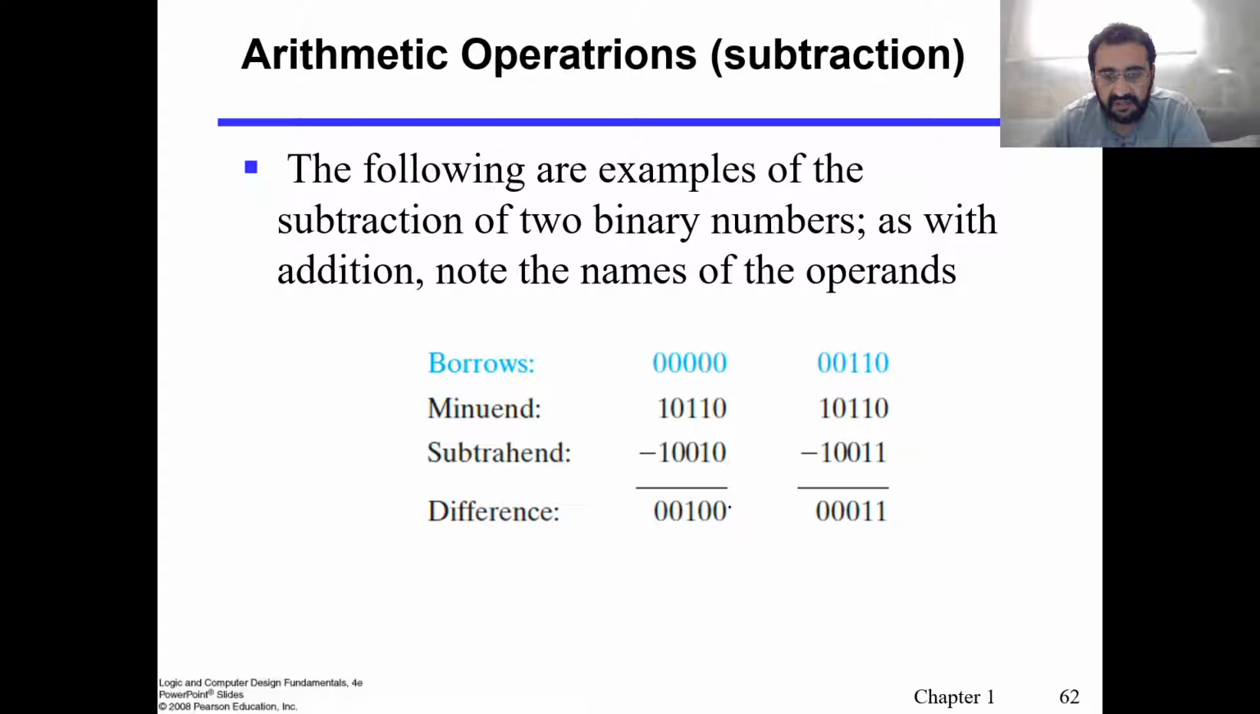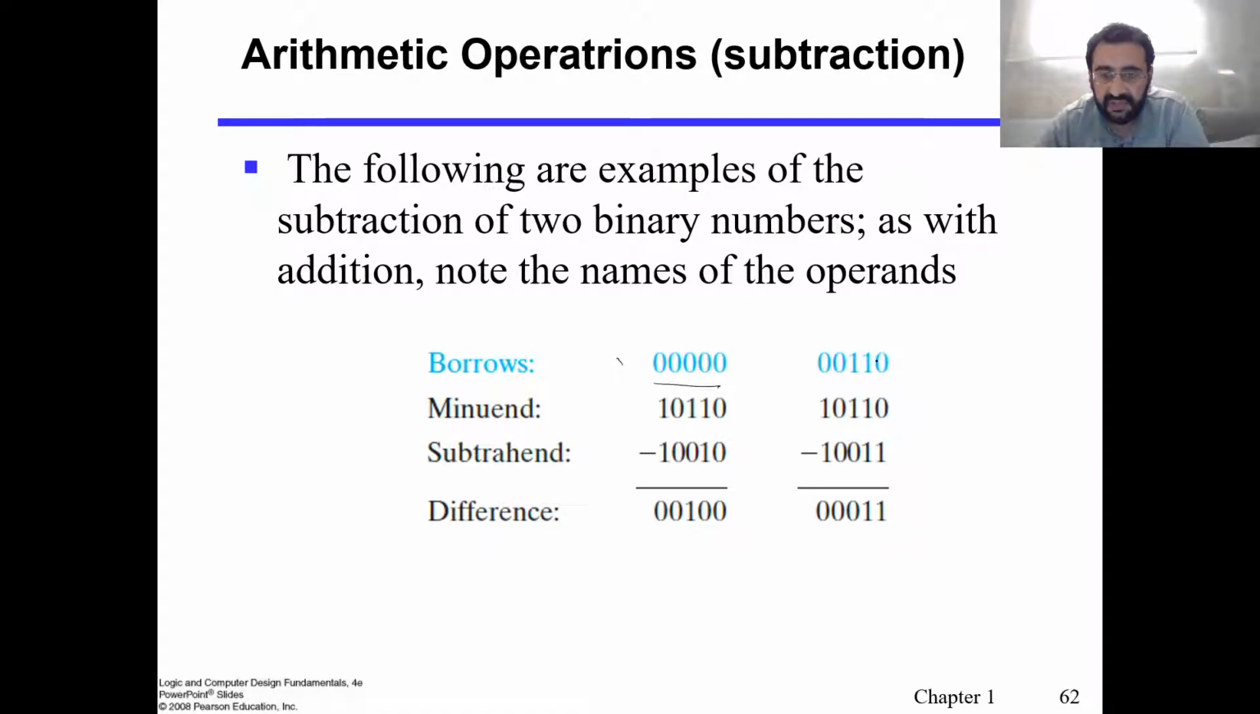So 0 minus 0 gives 0, 1 minus 1 gives 0, 1 minus 0 gives 1, 0 minus 0 gives 0, and 1 minus 1 gives 0. So until now, we did not need to use any borrows. In the second example, we will need to borrow. So here we have 0 minus 1. We cannot do it because 0 is smaller than 1, so we need to borrow 1 from the next column.